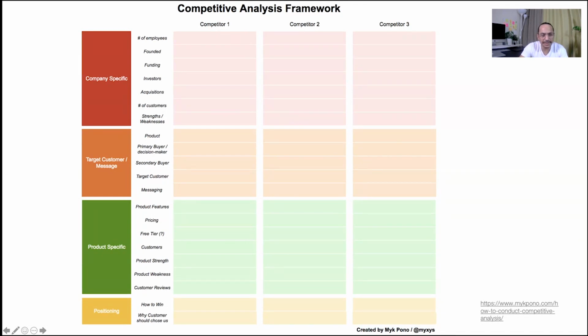So basically one is company specific, the other is the customer and the messages, and then the product, and then the positioning. So one is the company, the other is the customer, the third is the product itself, and then the market, which is how the product has been positioned in the market. So we try to map everything, and we can add extra fields and more details in this template.